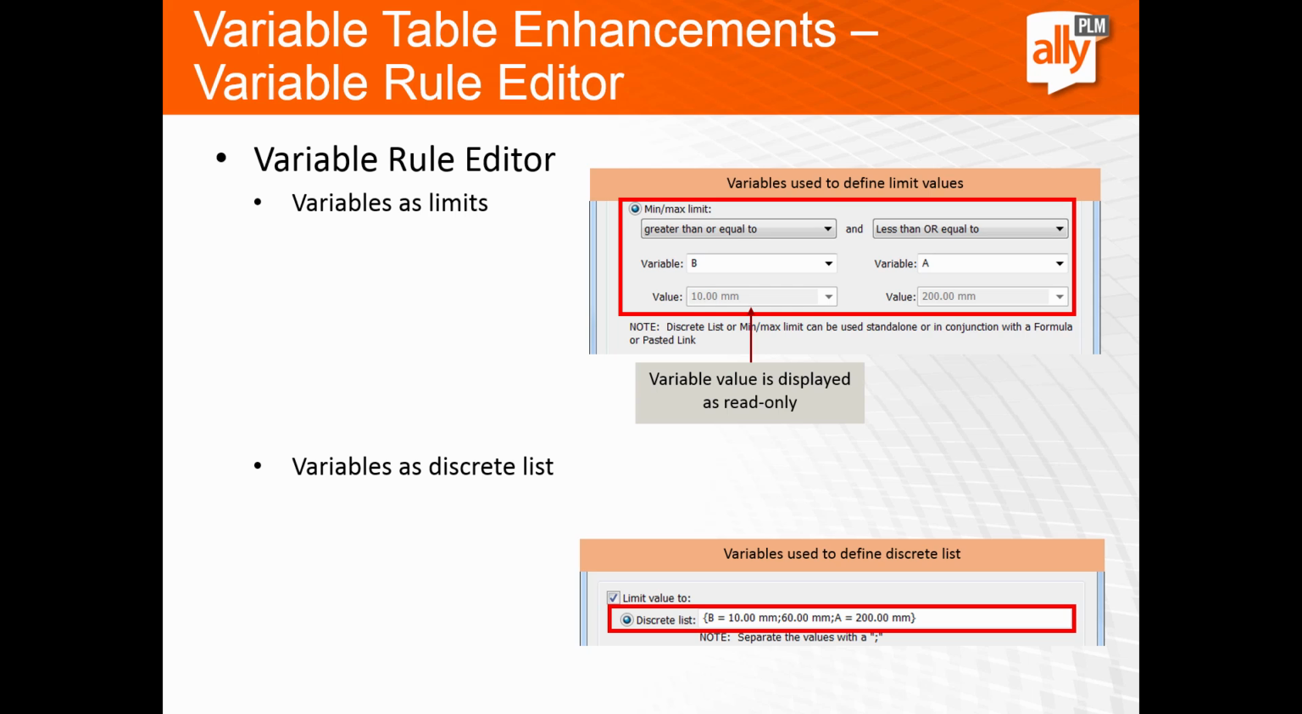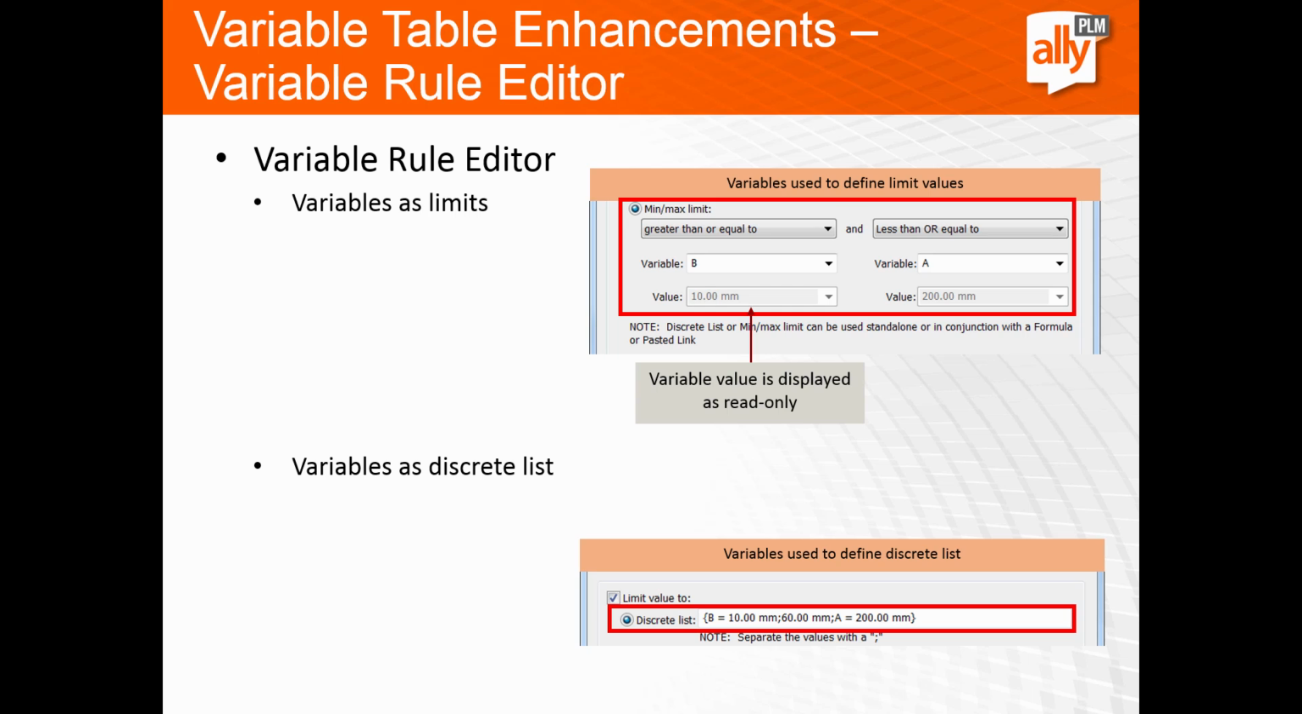The variable rule editor, we can now use variables as the limits. So if I want to create a min and max limit, I can set that and say it has to be greater than an existing variable in my variable table or less than another value. I can also do my variables in a discrete list. So I can limit maybe a value to existing variables in my variable table.